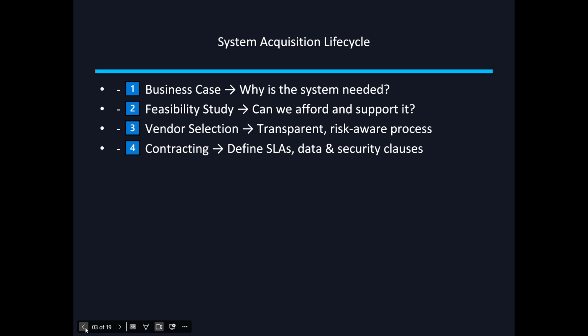The risk could be bias in selection, weak evaluation criteria, or incomplete security requirements. The auditor in this section focuses on whether vendor evaluation was fair and documented, whether technical and security requirements are part of the contract, and whether SLAs were defined for uptime, response time, and data protection.